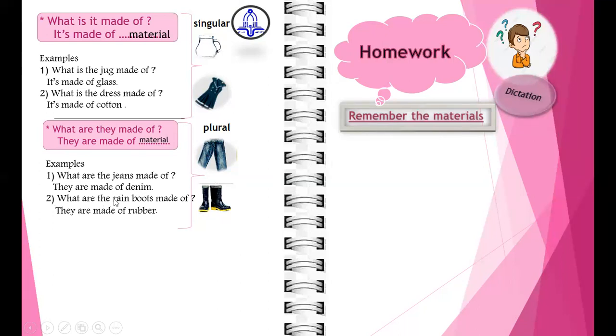Number two: What are the rain boots? هذه الرين بوتس اللي هو البوت المطري. أيضا استخدمت are بالسؤال. What are the rain boots made of? They are made of rubber. They are made of rubber. إنها مصنوعة من المطاط. إذا عندي two forms of questions. The first one for singular. الصيغة الأولى للمفرد: What is it made of?